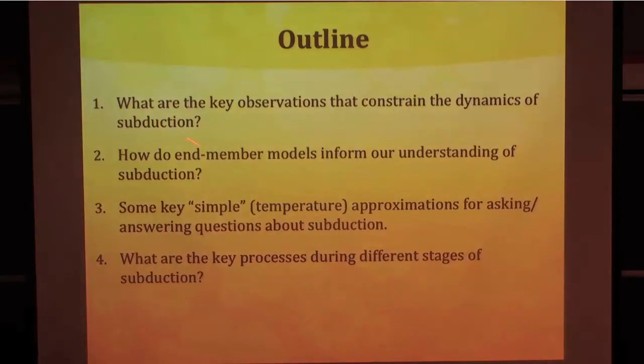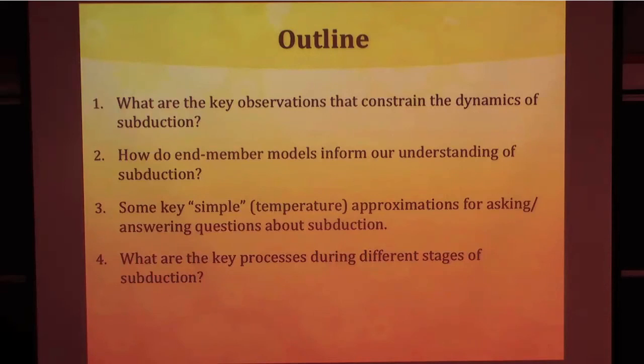First I'm going to start out with what are the key observations that constrain the dynamics of subduction. These are mainly shallow upper mantle constraints at this point. How do end-member models inform our understanding of subduction? I'm going to introduce two end-member models that we know both of them are wrong, but they're very, very useful for building your physical intuition about what is important at different stages of subduction. Is it the strength of the slab?